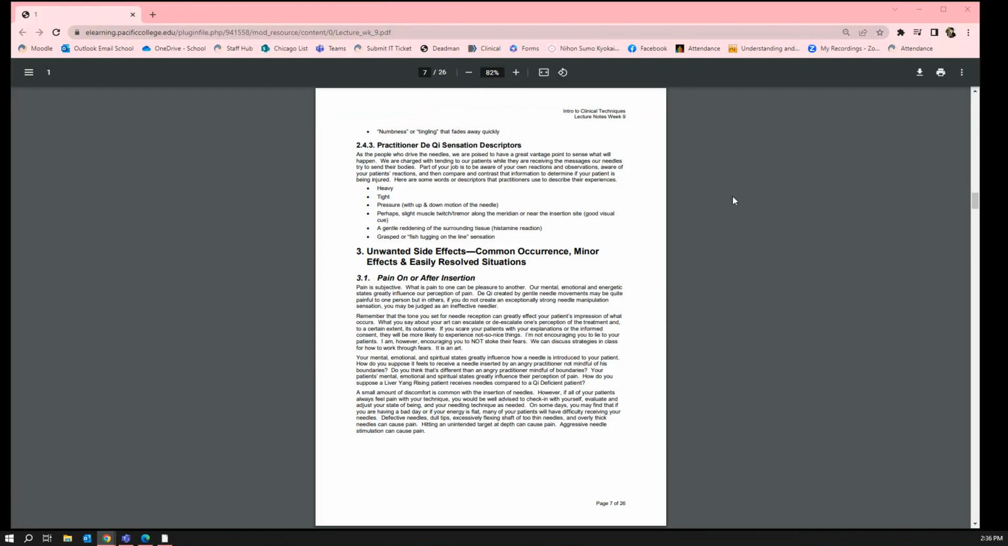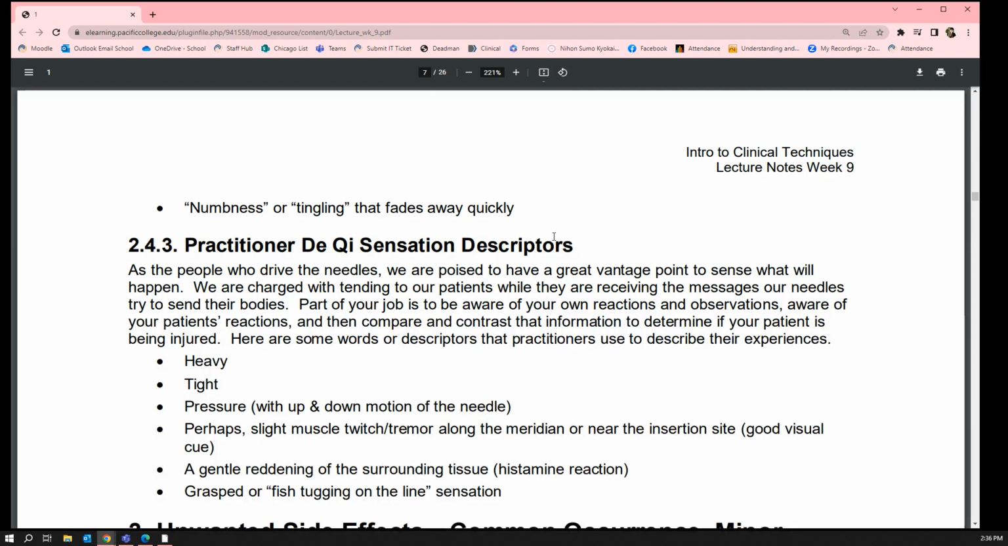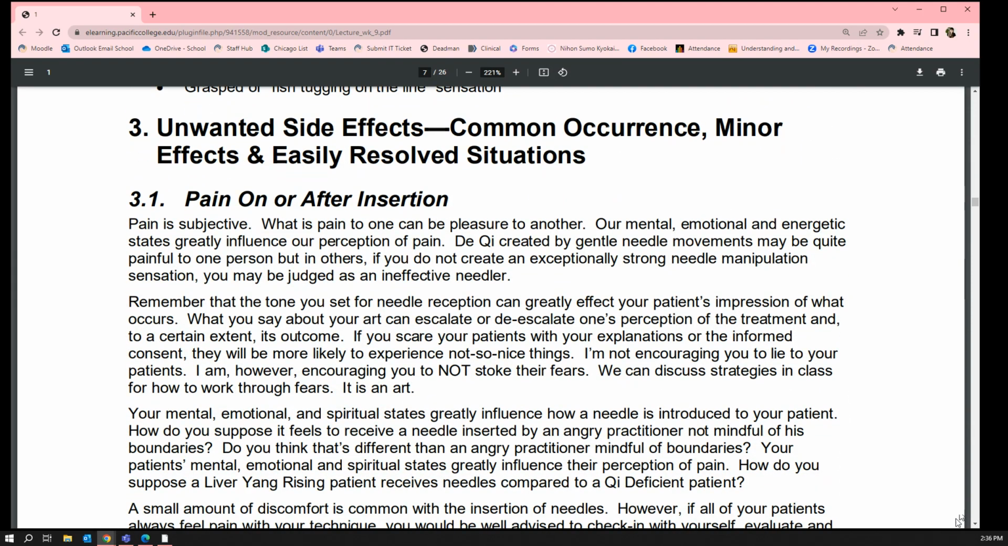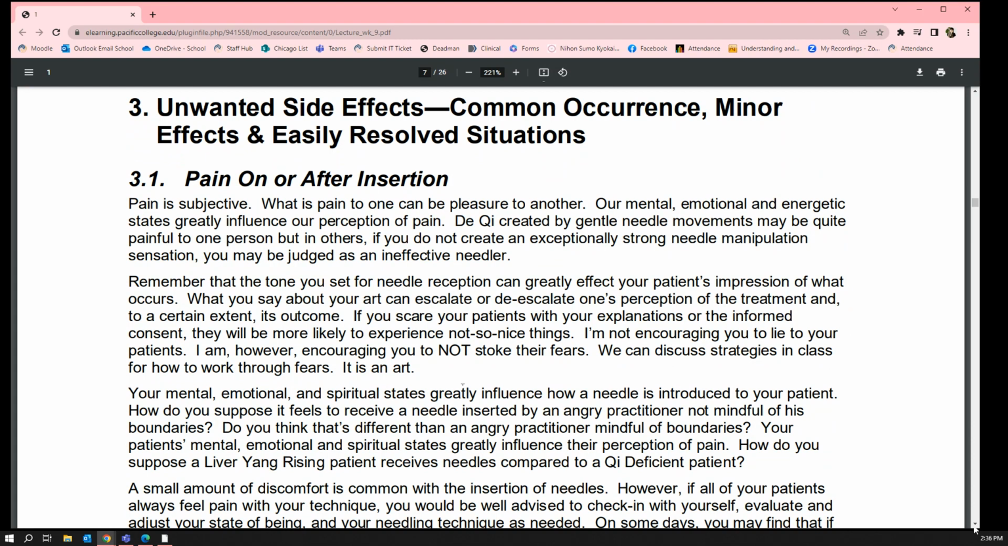So here we are. This is the 7th page of the lecture notes, week 9. This is pretty much where we left off last week. I'm going to start at the unwanted side effects: common occurrence, minor effects, and easily resolved situations. These are things that are going to happen for most of us fairly often, right? That's what a common occurrence is. But these things are not that bad, usually very easily fixed, easily dealt with. So let's get into it.